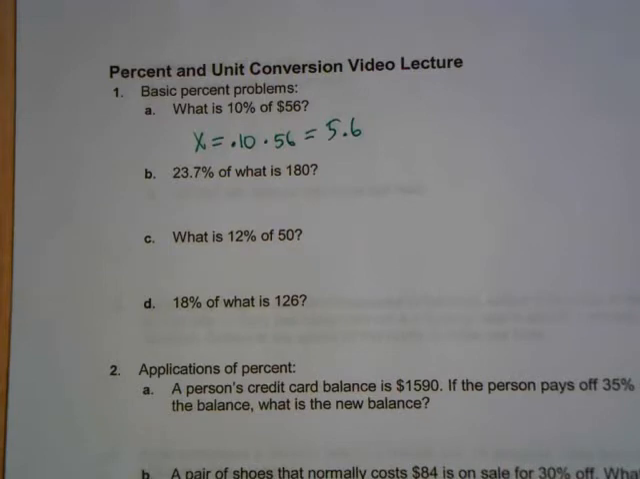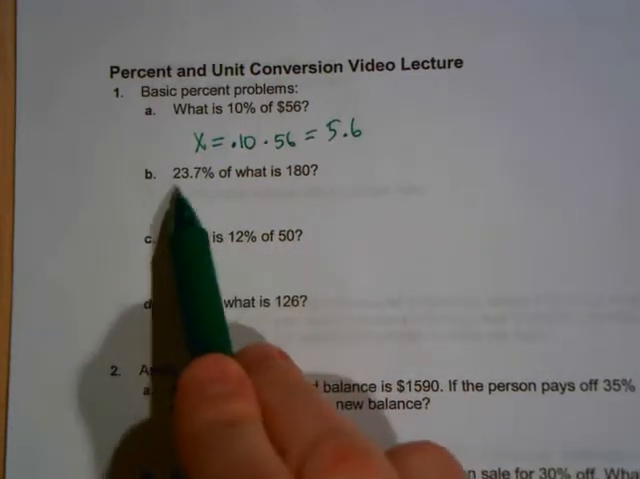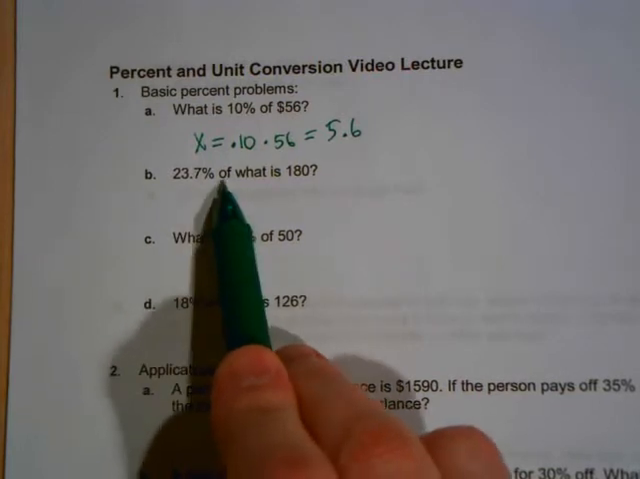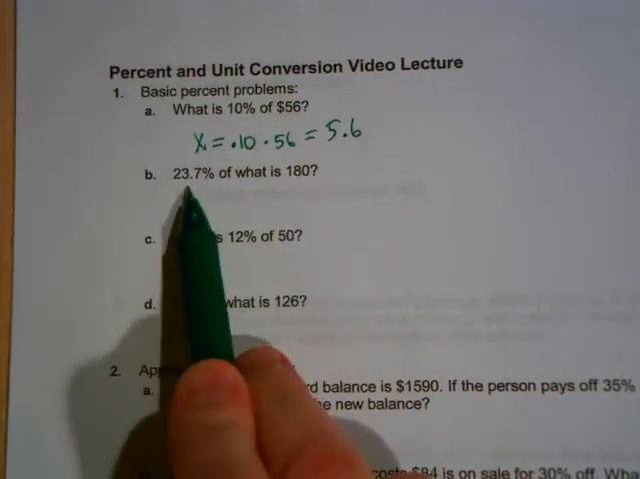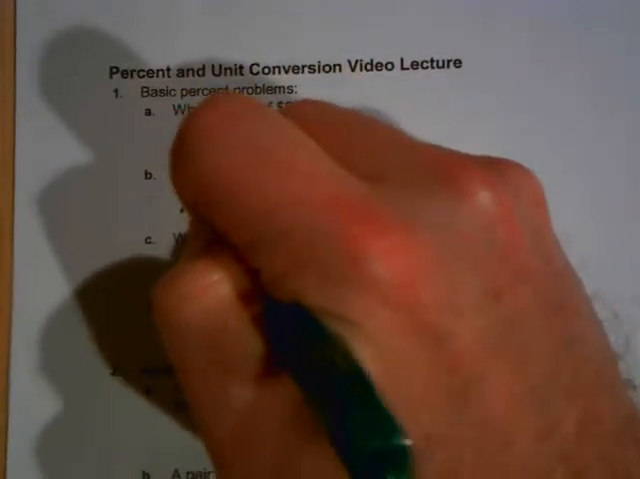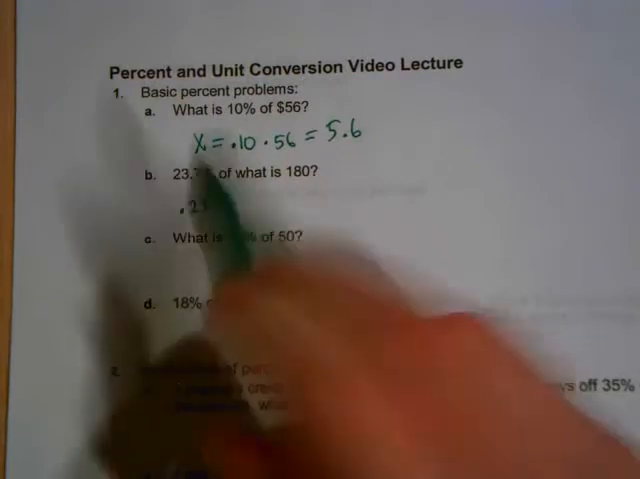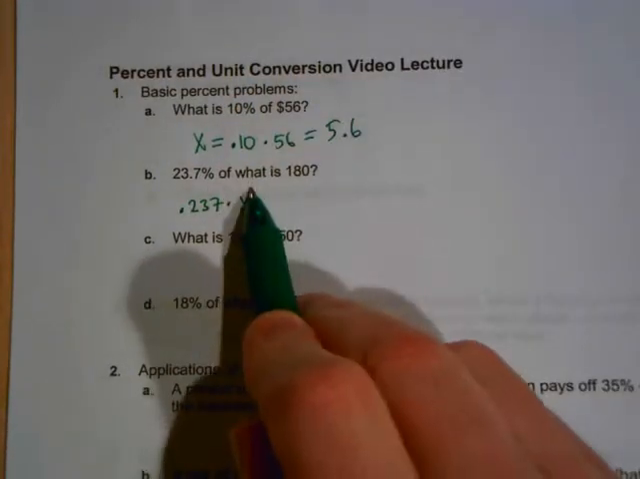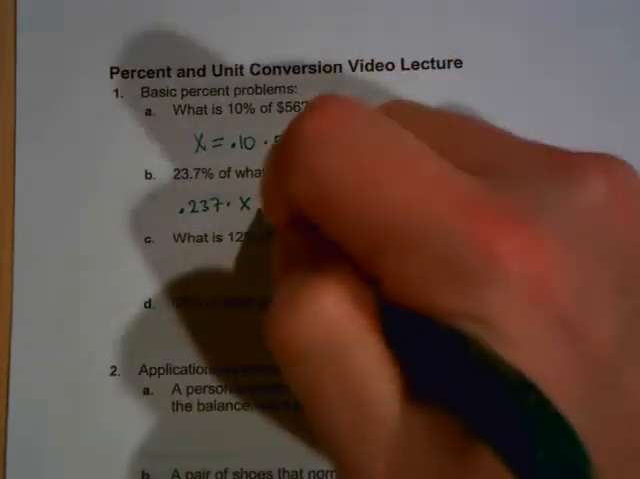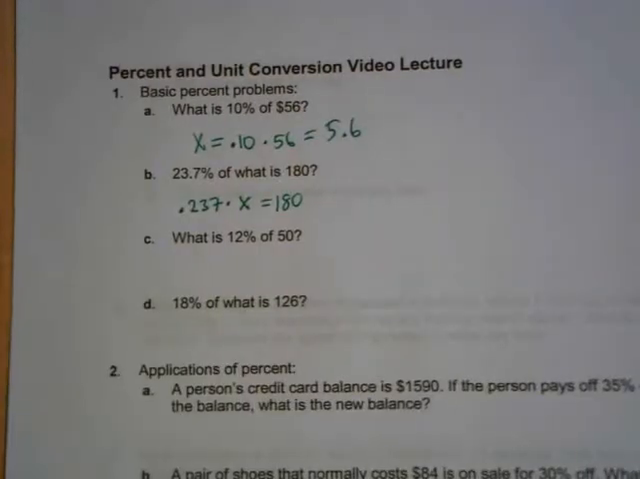Now notice question B is a little bit different here. It says 23.7% of what is 180. So we take the 23.7 and we convert it to a decimal. That's 0.237. Of is a word for multiply. What, there's our x, is 180. So we end up with a simple little equation that we need to solve.